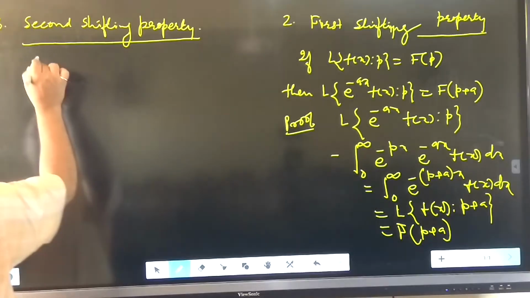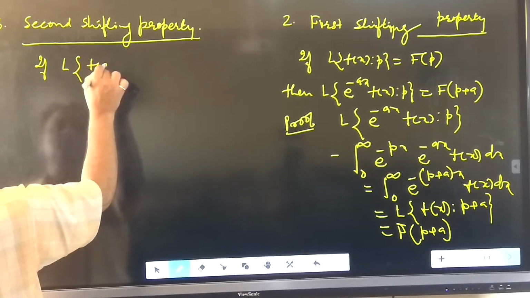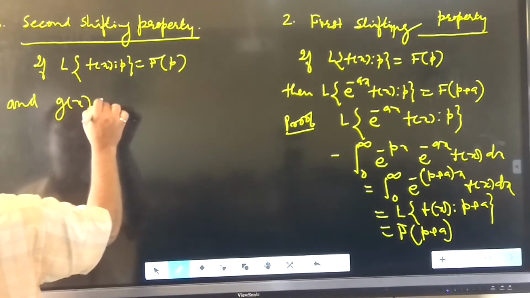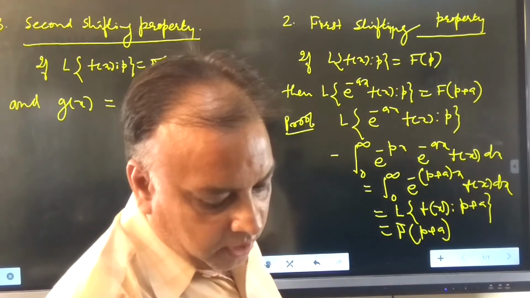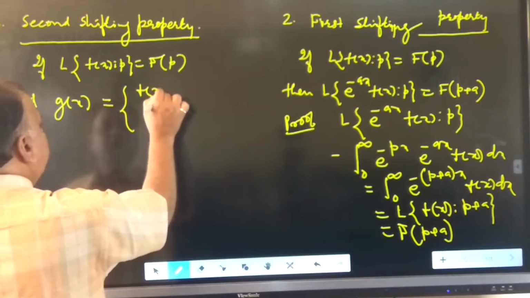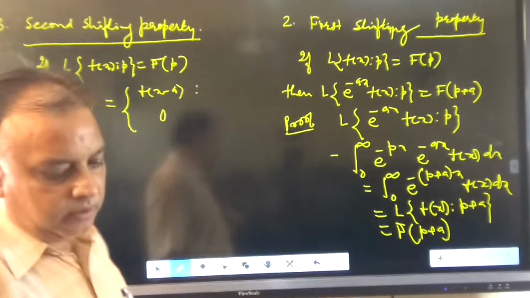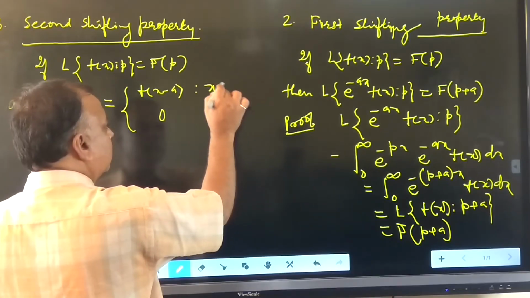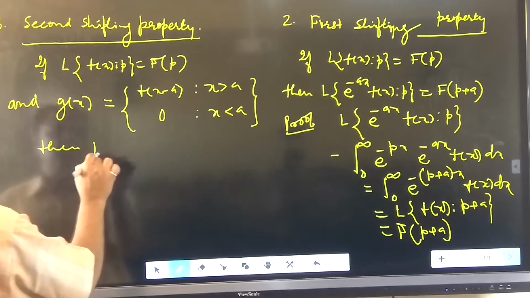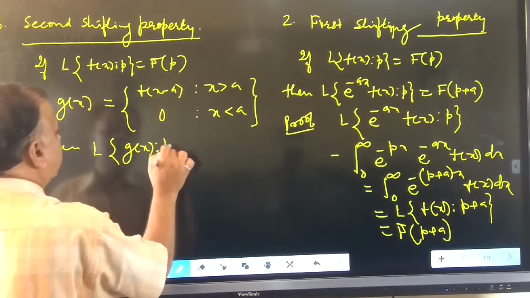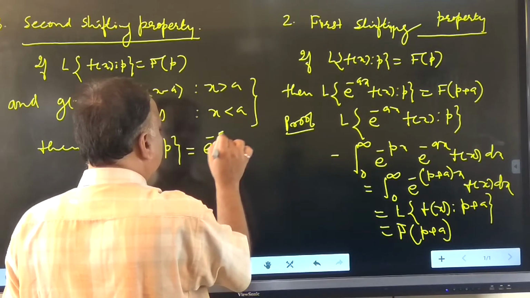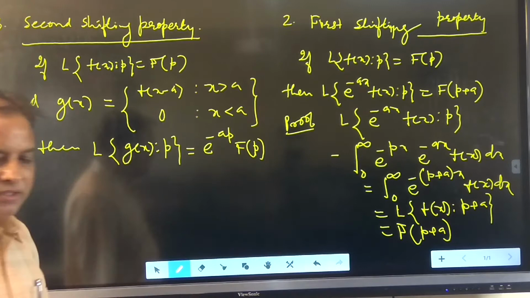Similarly, we can find the second shifting property, which says that if the Laplace transformation of a function f(x) with respect to parameter p is equal to f(p), and we define another function g(x) equal to f(x - a) when x is greater than a, and 0 if x is less than a, then the Laplace transformation of g(x) with respect to parameter p is equal to e raised to minus ap into f(p). This is known as the second shifting property.